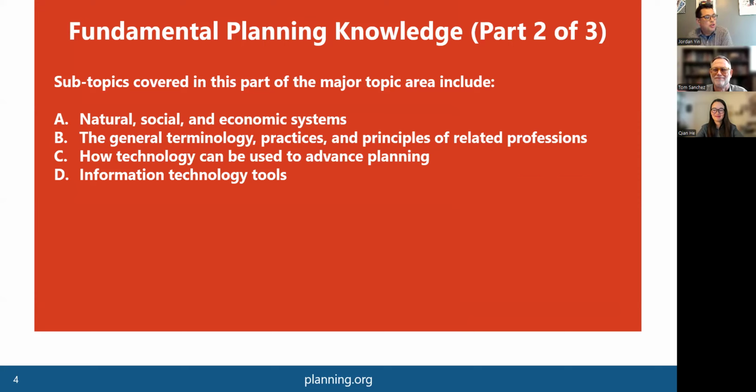But it's part 2 out of 3. And the subtopics covered in this part of the major topic include natural, social, and economic systems, the general terminology, practice, and principles of related professions to planning, and then 2 major sections about technology. One, how technology can be used to advance planning, and a second about using information technology tools in planning.